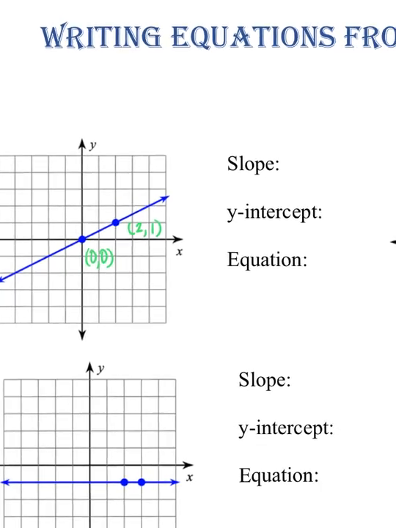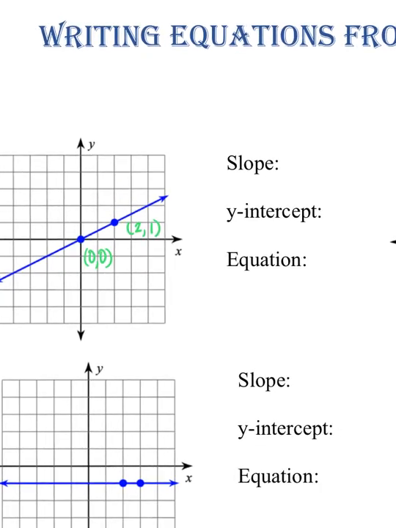So we need to find out, and let's go ahead and pick out our y-intercept. So our y-intercept in this case is 0, 0, or 0. We're just going to say 0. It's the point 0, 0. It's on the y-axis at 0, so our y-intercept is 0.